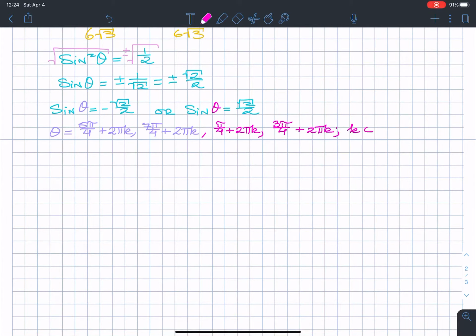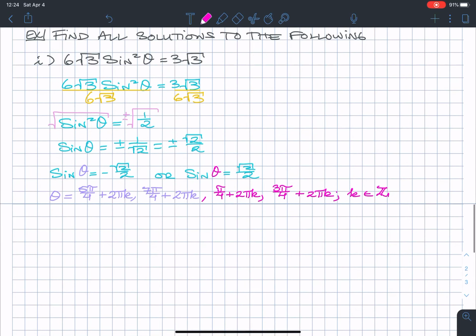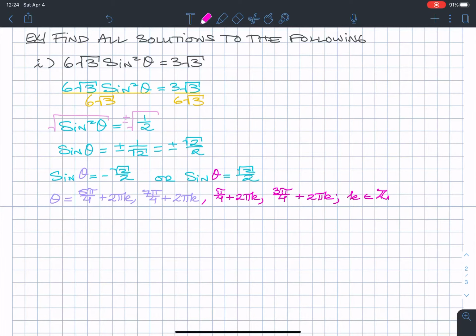So k is an integer. It's a terrible integer symbol. There we go, much better. So that's how we write all possible solutions.